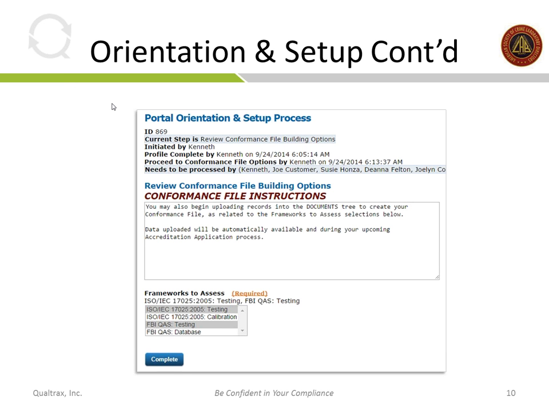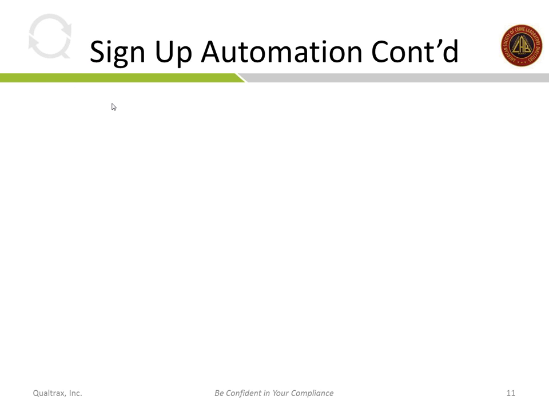It's also going to ask you some questions around the scope of the accreditation you're going to be seeking. So whether you're a testing lab, whether you're calibration, whether you do both, and then of course if you use the FBI QAS standards, what is the scope that you'll be audited to? Those decisions there will dictate some of the secondary automation that will occur after this point. So once you've declared that information and you're ready to start getting yourself familiar with the conformance file, we're going to kick off some more automation.